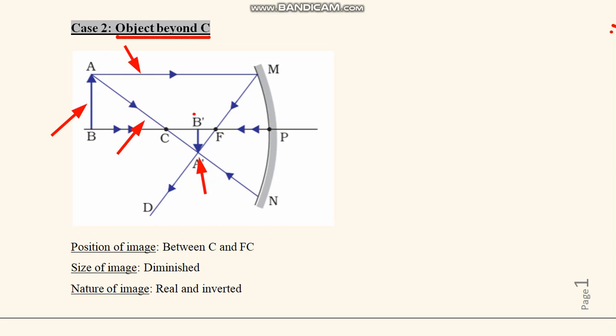Likewise, we can say that A dash B dash is the full image of object AB. So here we see that the image is formed between C and F. Image is diminished, that is smaller in size, and the image is still real and inverted since it is formed by actual intersection of the reflected rays.